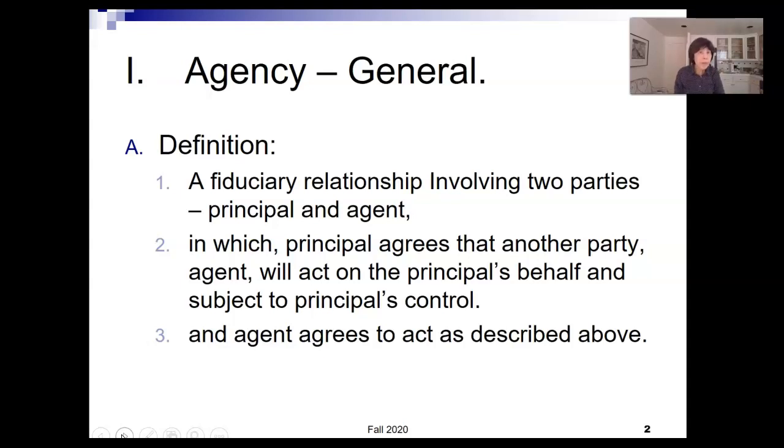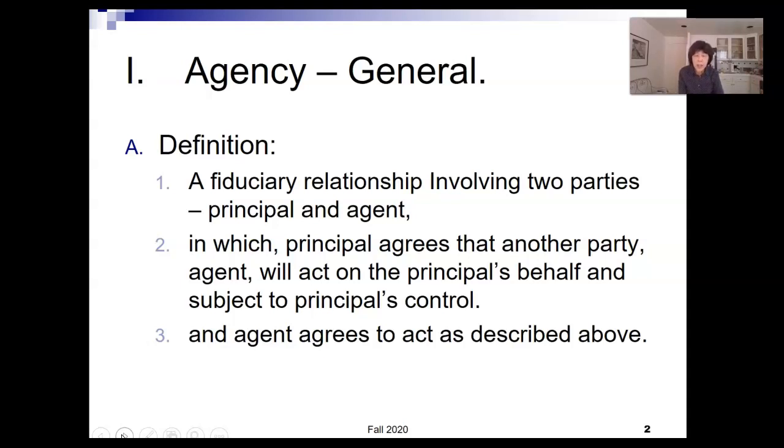So let's start with a definition of an agency. Oh, sorry, class, this is part 1. So we're just going to look at agency in general, and then we'll take a look at a couple of employment relationships. All right. So let's start with the definition of agency.